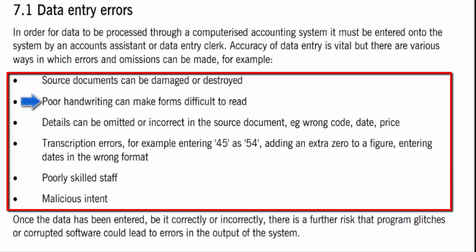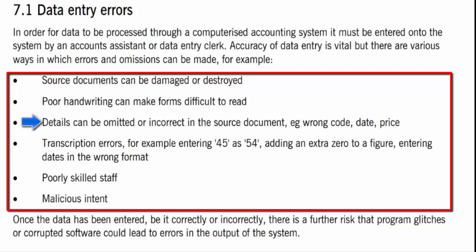2. Poor handwriting can make forms hard to read. Example, someone writes 3107-2023, but it looks like 1101-2023 because of messy writing. The clerk types it wrongly, and now the sale shows up in the wrong month.